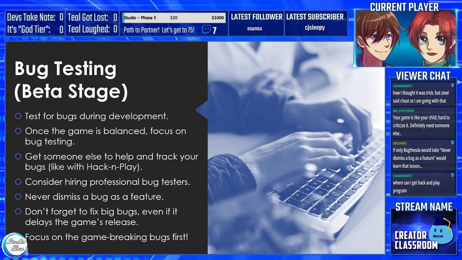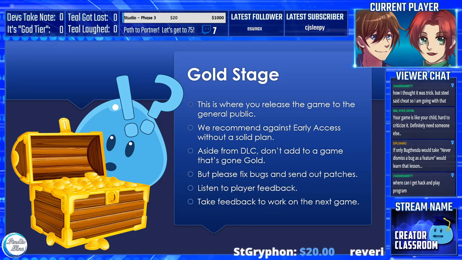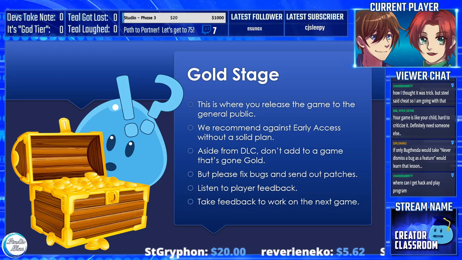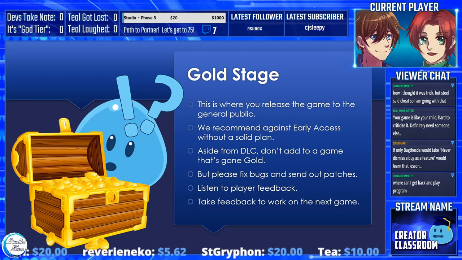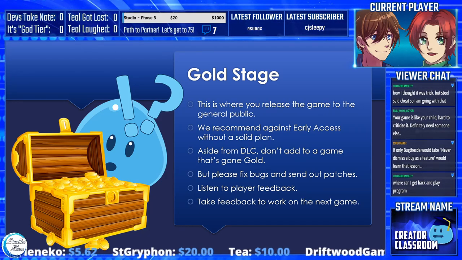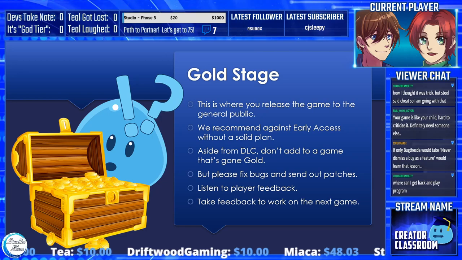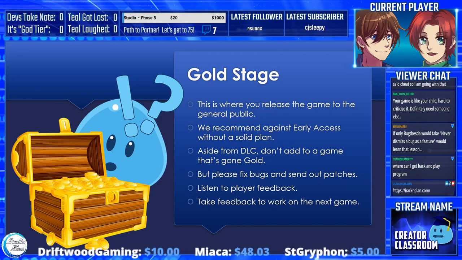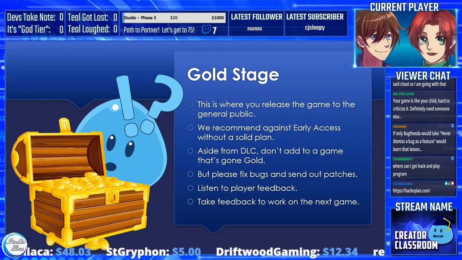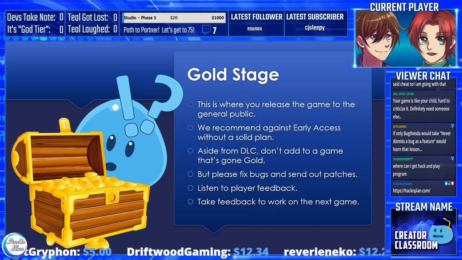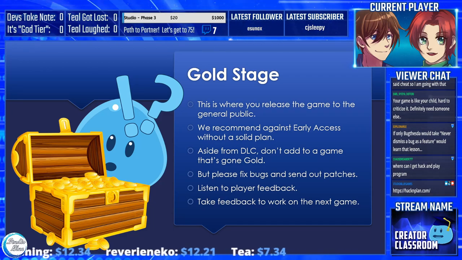Moving on. All right. Gold. This is where it comes down to, guys. This is the gold stage. This is where you release the game to the general public. This is also called going gold. Although there is nothing inherently wrong with early access, we personally recommend against it without first having a solid plan. Do not add anything else to the game, DLC aside, once the game goes gold. Gold means that you are done, that you are not developing. You can, however, fix bugs and send out patches due to player feedback. You want to take feedback from this project to work on the next one.